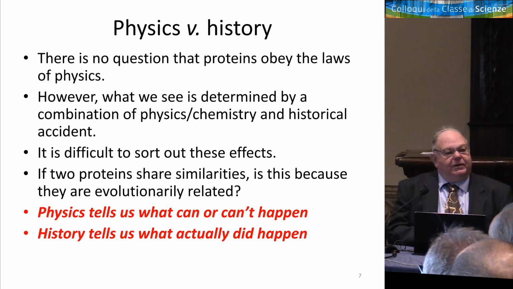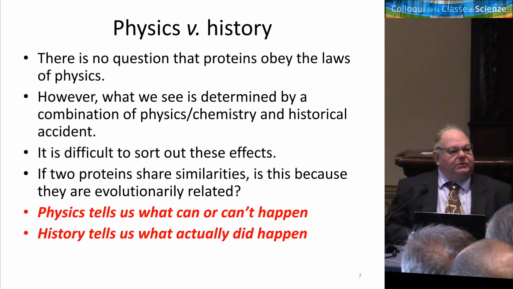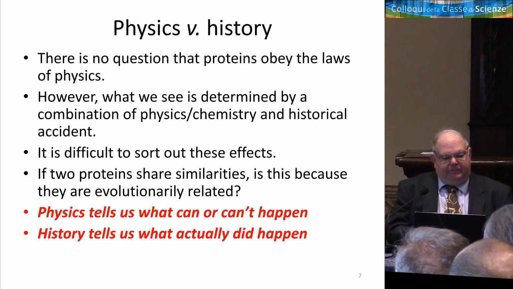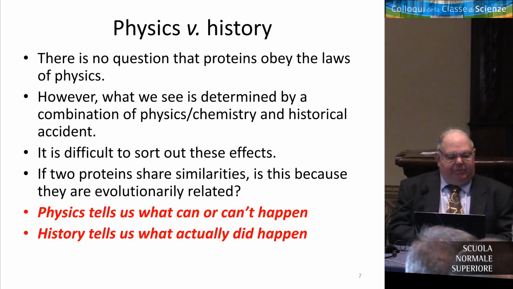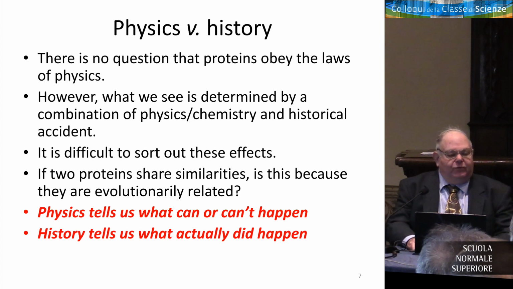Is it because they're related by evolution, like Darwin's finches, or is it because physics wouldn't allow them to be any different from what we see? So the physics is there. It tells us what can or can't happen, but we have to appeal to history to find out what really did happen.